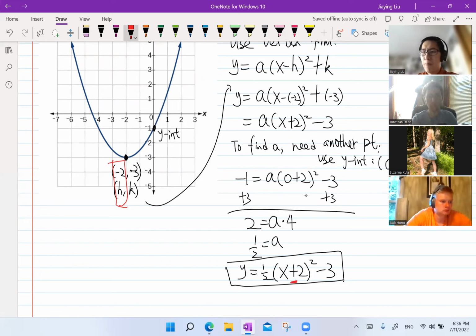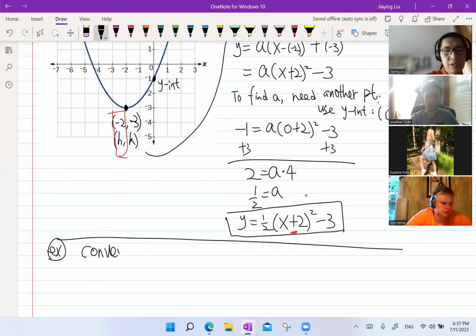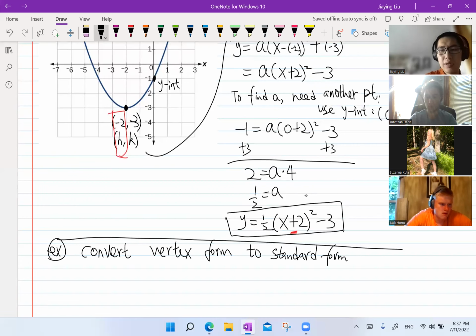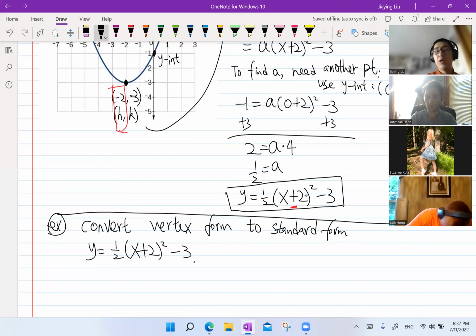All right, any questions? Okay. If you don't have any questions, we can take this example, so we can convert between the different forms. We can convert the vertex form to standard form. So if we have y equals 1/2 (x plus 2) squared minus 3, how do I convert this to the standard form?